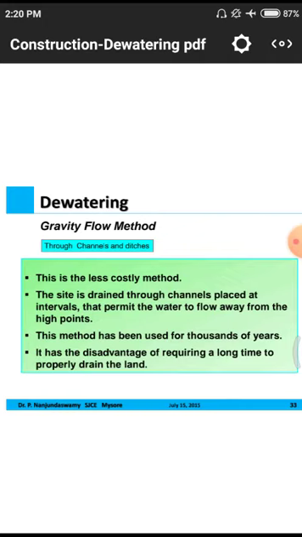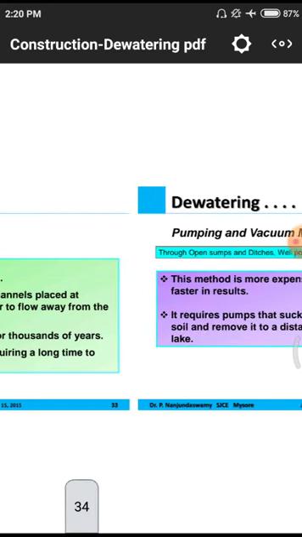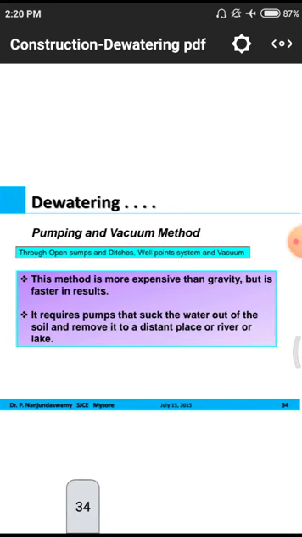But the gravity flow method is a low cost method. It is somewhat cheap compared to the previous method, but it takes more days to dewater a particular land. It was employed from 1000 years back. The main disadvantage is that we have to wait for a long time, simply 1 month or 2 months.